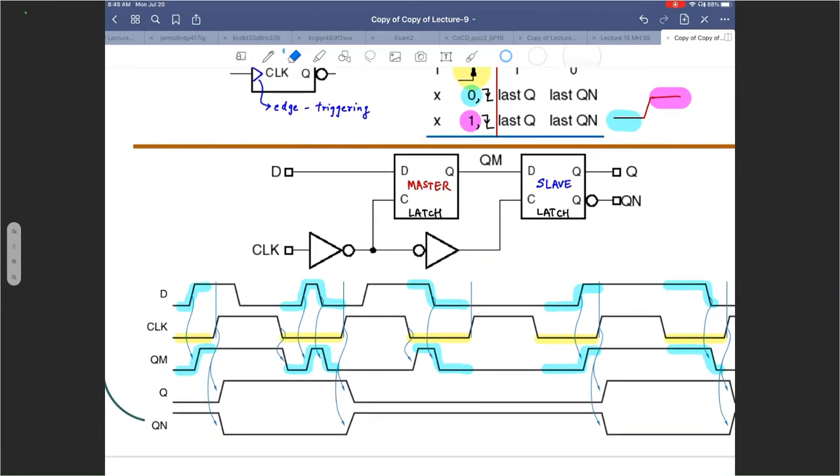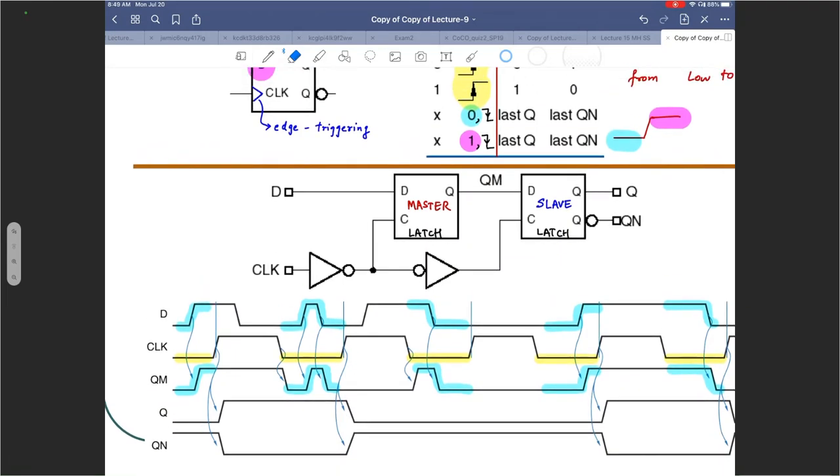Which is what we have sketched over here. But for the second one, if I have to have a 1 here, that means I have to have a 0 here, which means I have to have a 1 there. So now, it is sensitive to the high level of the clock. What is that? So I can say Q follows QM when clock is 1, right?